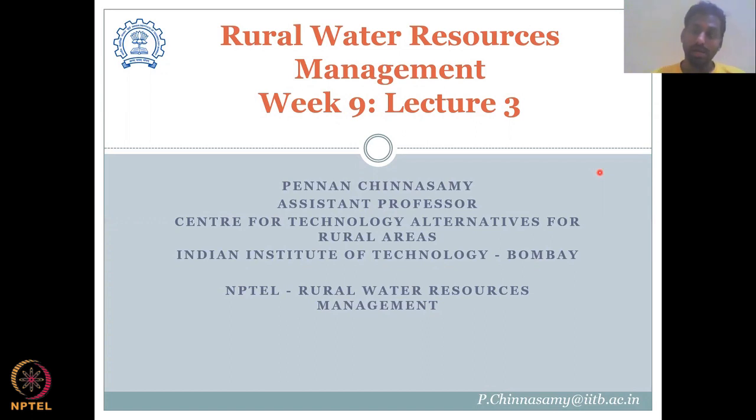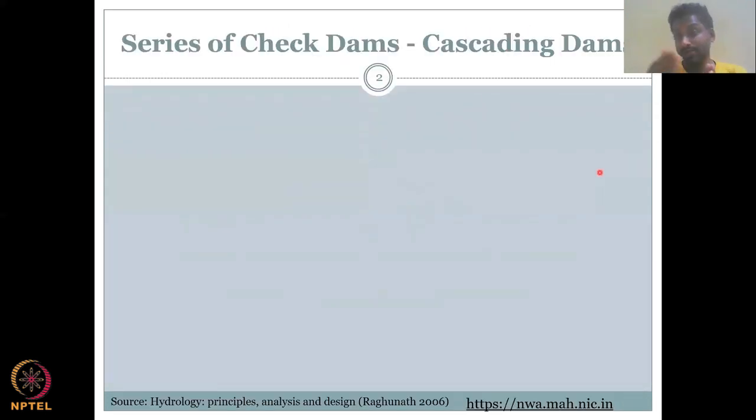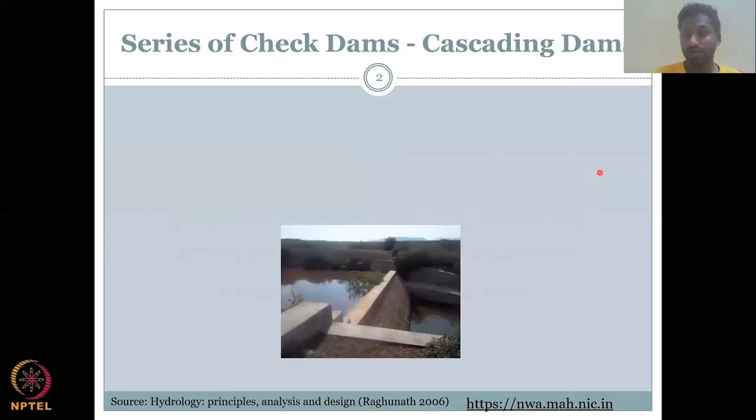In the last lecture, we looked at dams and check dams. Now we will continue to see how different models exist with check dams. A series of check dams can also be built. In the previous lecture, I showed you how one check dam is there, water comes, gets stored, and then the recharge happens. But there can also be a cascading effect, which means you can have one after the other, very strategically placed to have a cascading effect. Let's see how that looks.